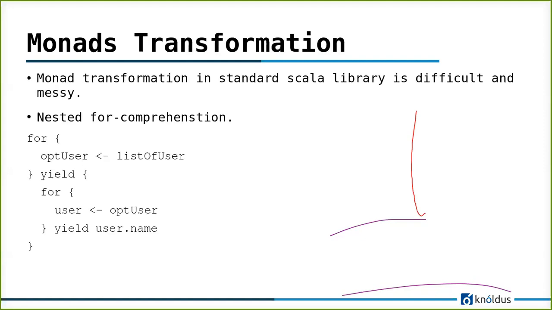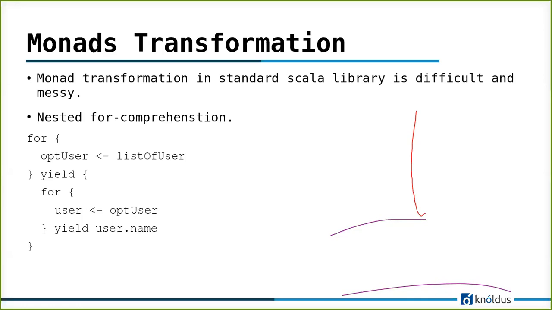Now let's quickly move on to monad transformation. Monad transformation in the standard Scala library is difficult and messy because, as you can see in the example, there is a nested for comprehension. If I have a list of users which contains an Option of users, a list of options of user, and get an Option of user, then in the yield, again I want to get the name out of that user. I have to again get inside that option and transform it accordingly. This is why monad transformation in the standard Scala library is a bit messy.